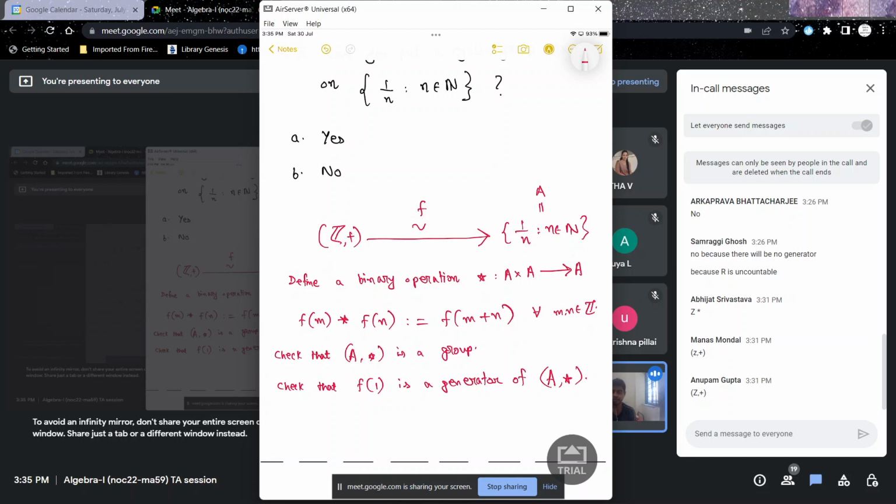And notice that we haven't taken F to be any particular bijection. There are a number of bijections between these two sets. You can take any bijection, and each bijection will put a group structure on A.